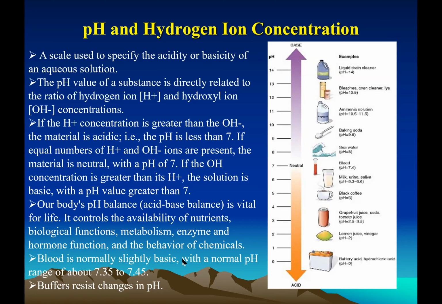So, in order to maintain a blood pH of 7.3 to 7.4, which is normal, there's also a built in buffering system in our blood. Buffers are chemicals that resist change in pH. So, an understanding of pH is important for physiology.